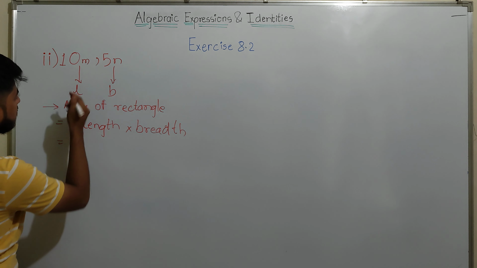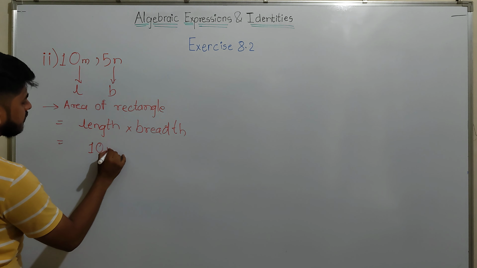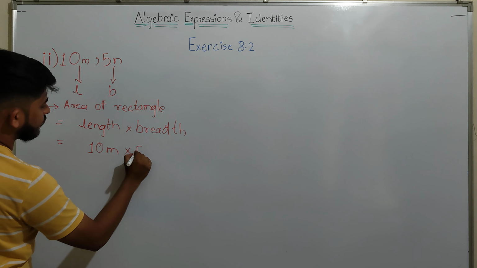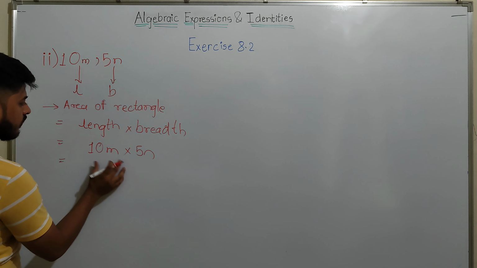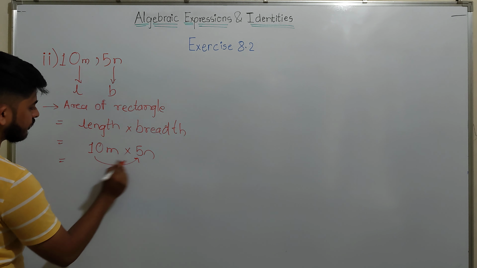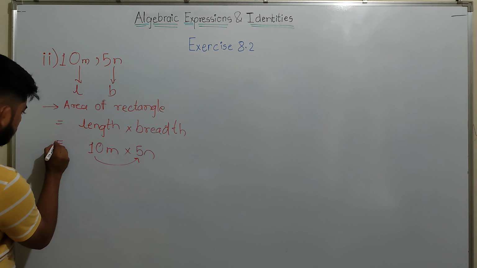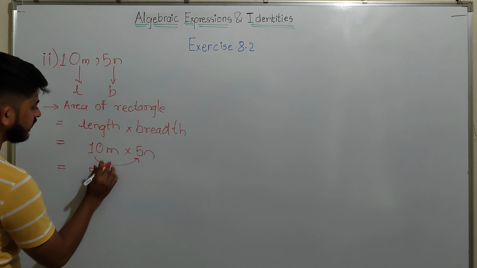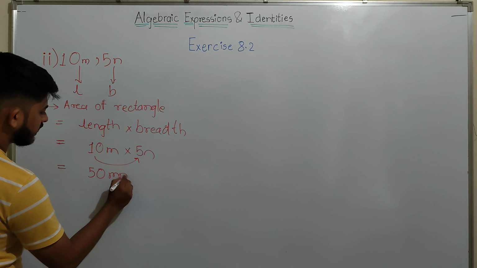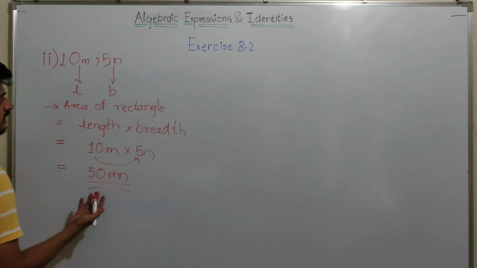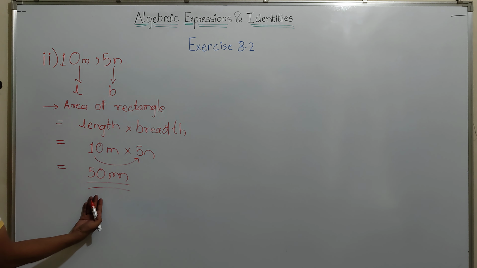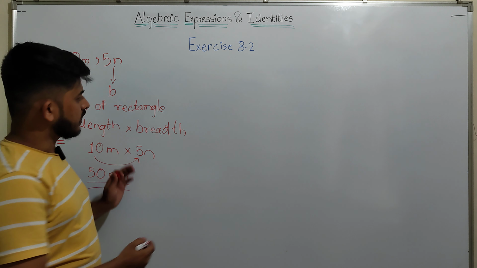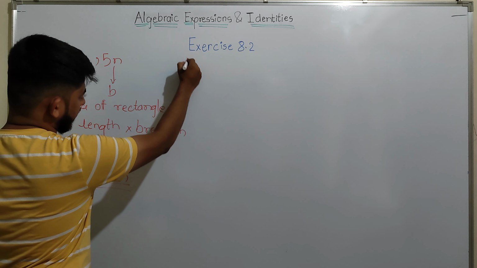Right? What is length? We have 10m. What is breadth? We have 5n. Now as I've told, 5 tens are 50, m into n, mn. So this is the area of the required rectangle.